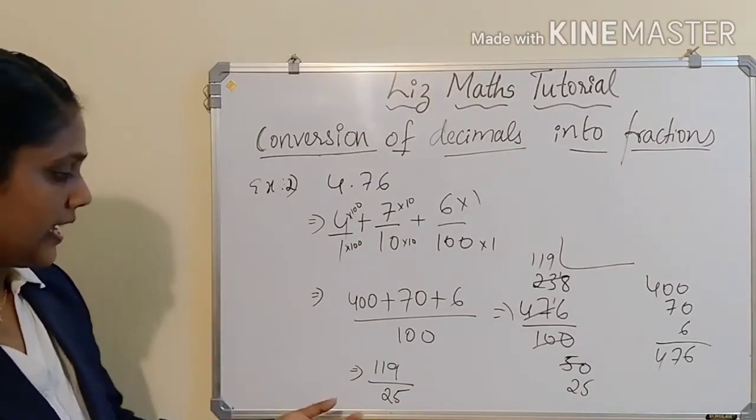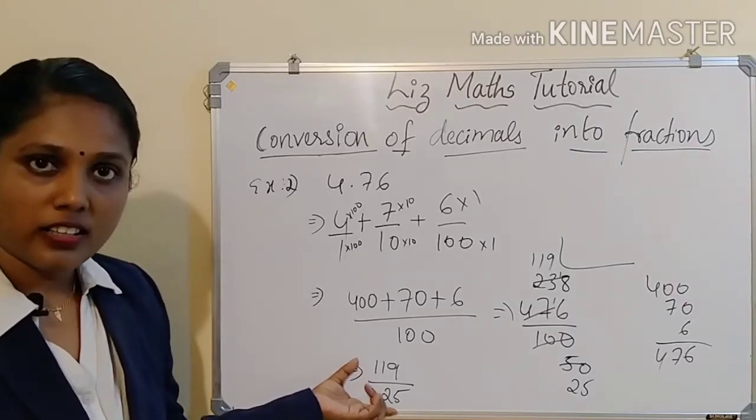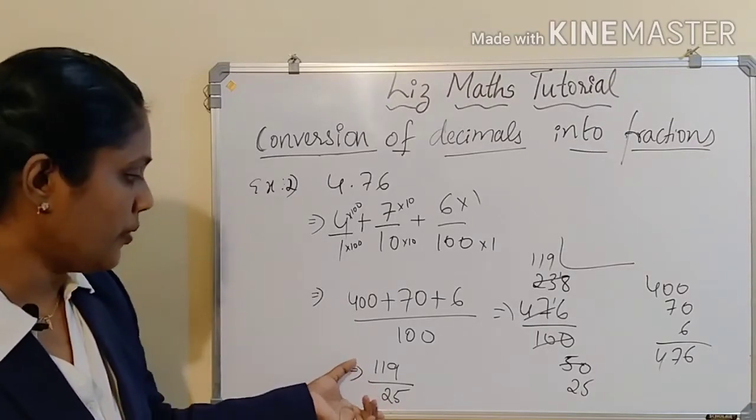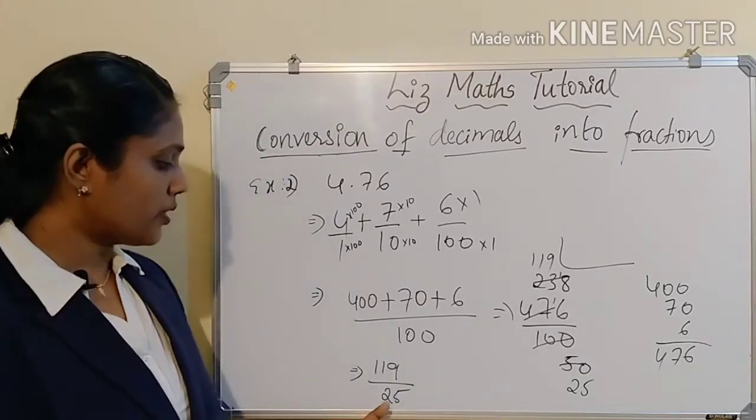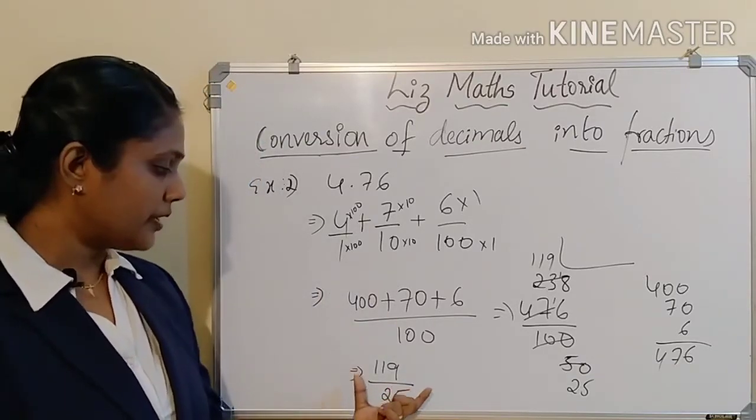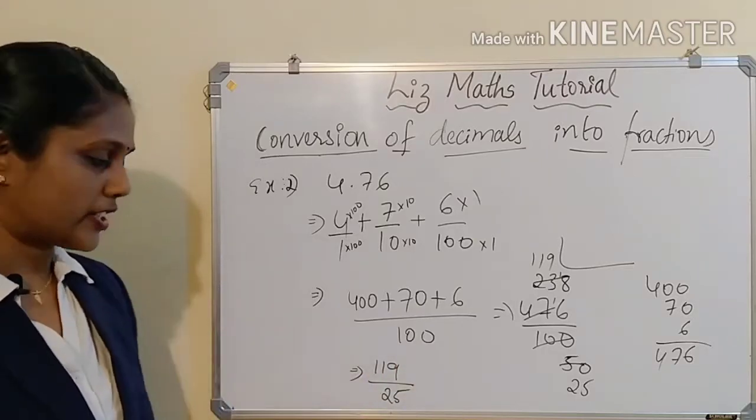So here you have the improper fraction. Now you can convert this improper fraction into a mixed fraction, to get the perfect answer. So to convert this to a mixed fraction, what do you have to do?